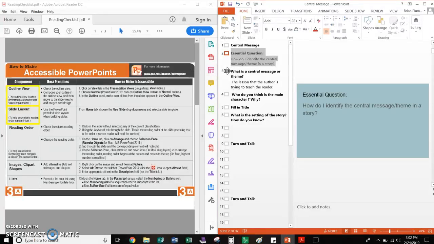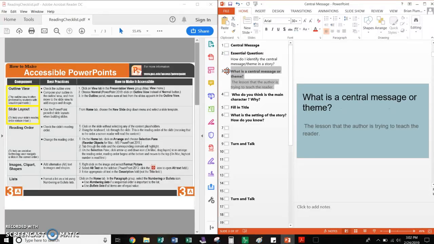And then I do go with a little bit of review. What is the central message or theme? My students were able to, before this came up, turn and talk with their partner to draw on that prior knowledge, because this lesson built upon itself. There were previous lessons that we worked on themes, so just keeping the momentum going.